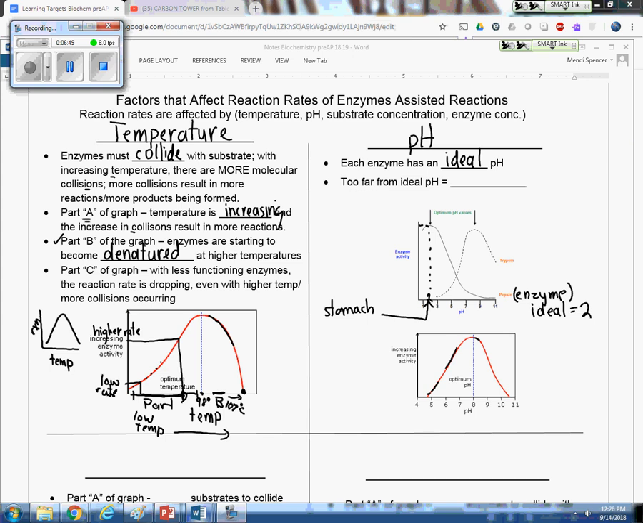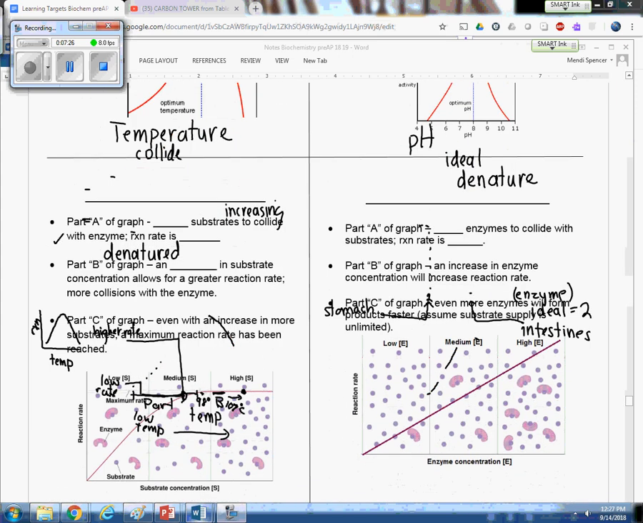Now, once pepsin moves from your stomach into your intestines, about right here, here's your intestines, they have a pH closer to 8 or 9. Well, you can see what happens to pepsin activity. It stops working because you're too far from its ideal pH. Its ideal pH was around 2. If you get an enzyme too far from the ideal pH, they'll change their shape. They will denature. Therefore, the active site is a different shape and the substrate can't bind, so you won't be able to get a product.